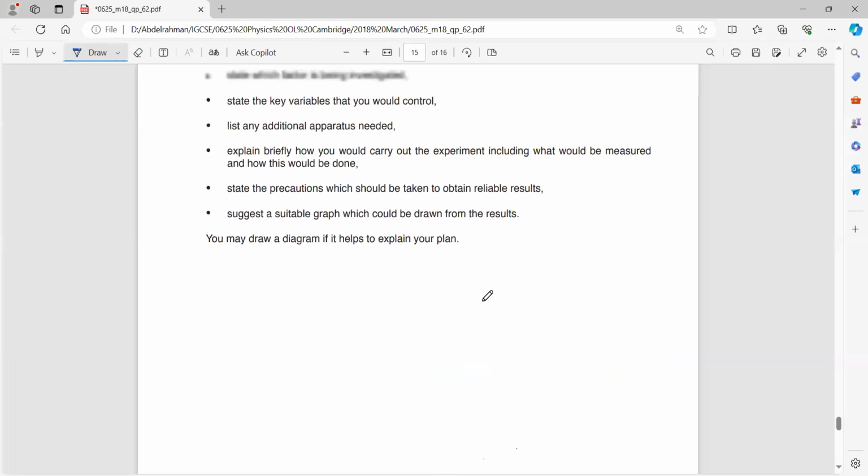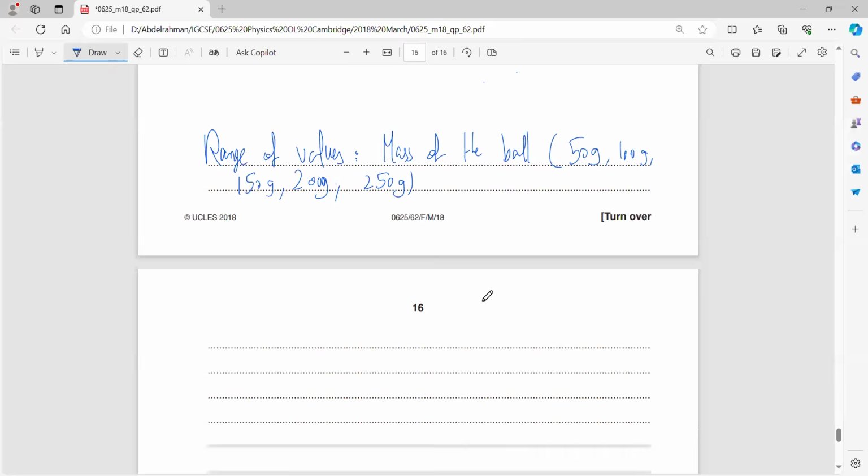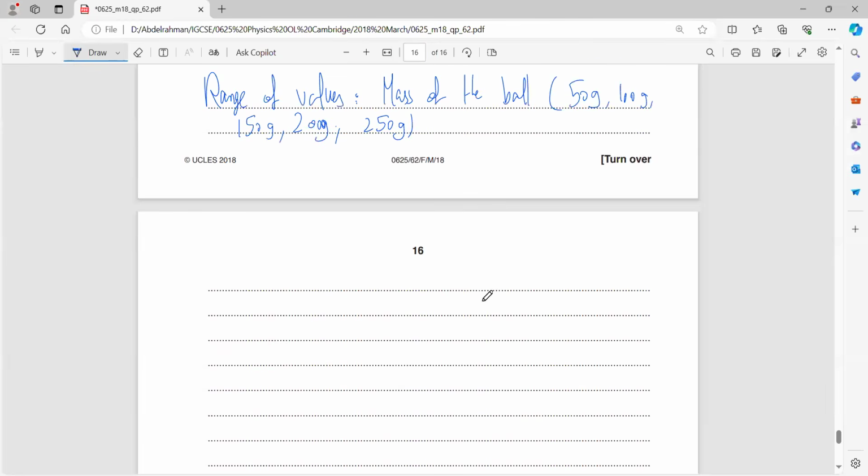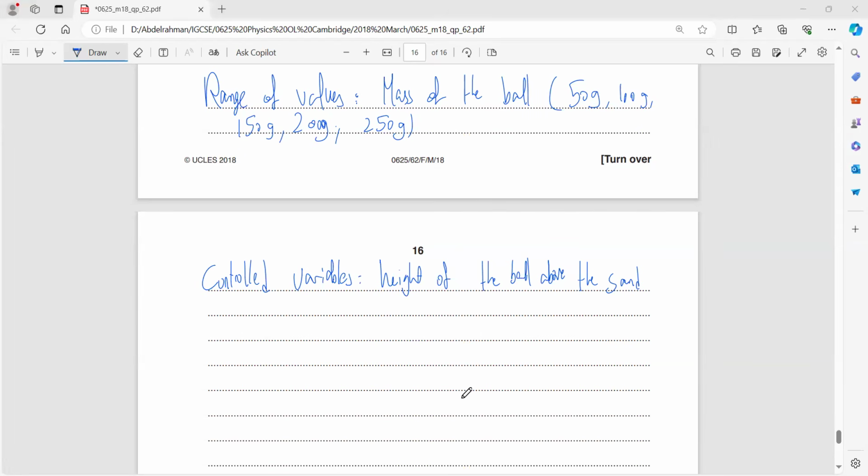What are the key variables? What are the controlled variables for this experiment? I can say, for example, or you have to say in this case, the height of the ball above the sand. The depth of the sand. It's not wrong.